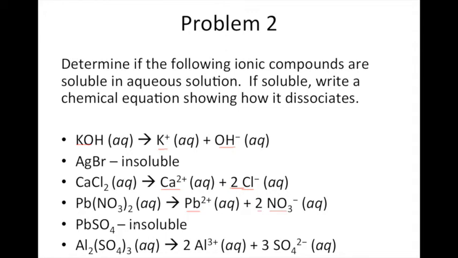Lead 2 sulfate is insoluble. You want to review the rules for solubility. And finally, aluminum sulfate. If we have 1 mole of aluminum sulfate, it dissociates or breaks apart into 2 moles of aluminum ions and 3 moles of sulfate ions. So we want to be sure we include the correct coefficient. Be sure your charges are correct. Be sure you have AQ to indicate that those ions are dissolved in water for each of these equations. So be sure you practice some of these and appreciate how these ionic compounds dissociate when put into water.